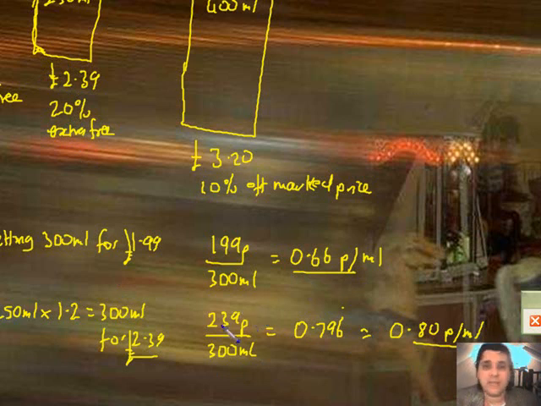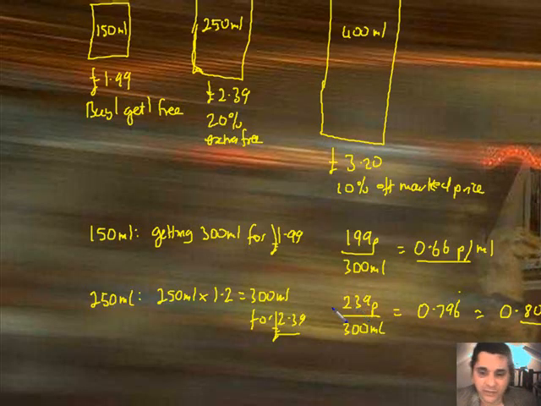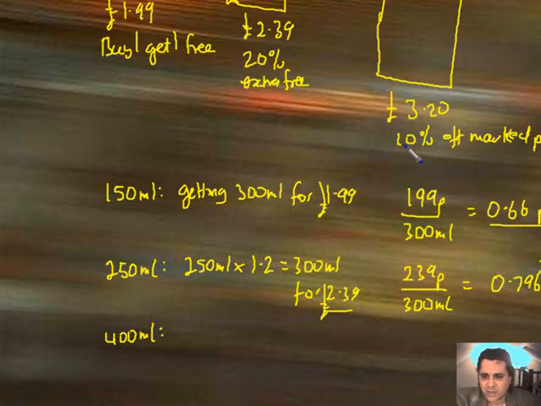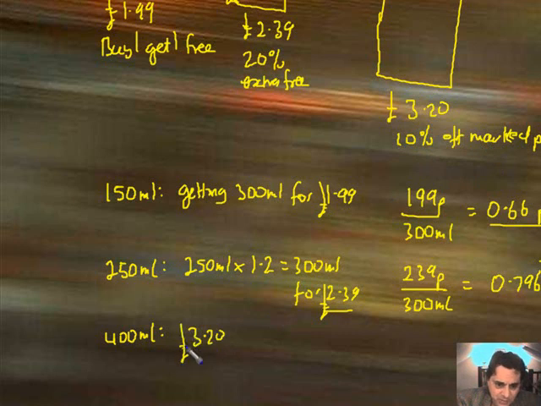Generally, if you go big, buying larger amounts of the same thing, you tend to get it cheaper per milliliter or cheaper per gram, whatever you're talking about. But this is maths, and you can't assume that what happens in the supermarket is going to happen in your exam. Now, for this one I've got 10% off the marked price, so let's multiply my $3.20 by 90%. In other words, the multiplier is 0.9.